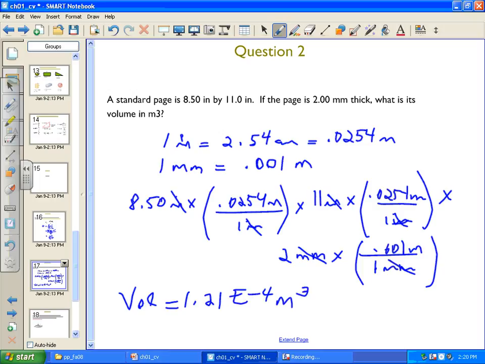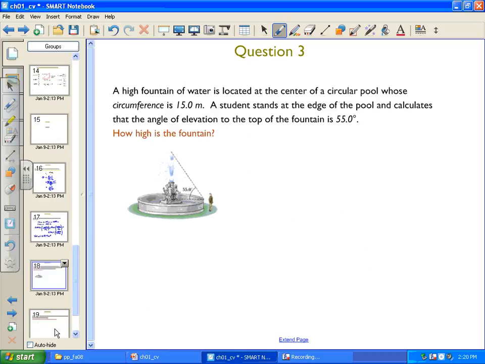Next problem. A fountain of water is located at the center of a circular pool whose circumference is 15 meters. The student stands at the edge of the pool and calculates that the angle of elevation to the top of the fountain is 55 degrees. How high is the fountain?